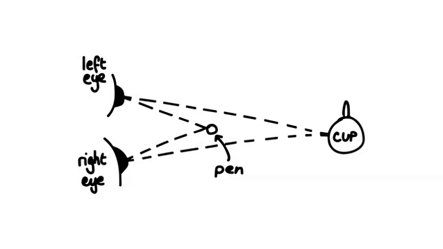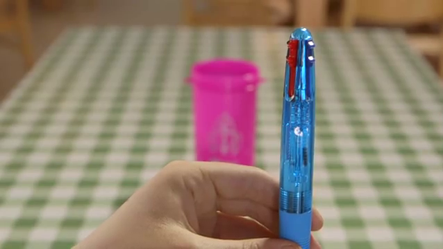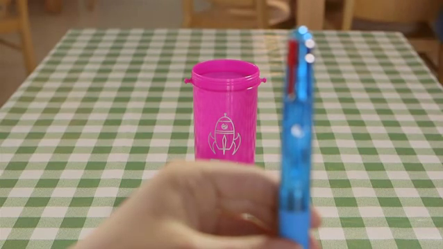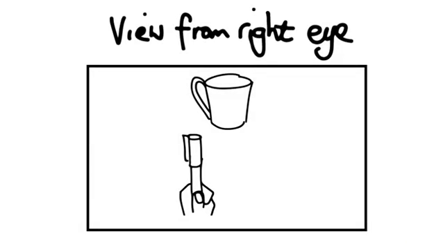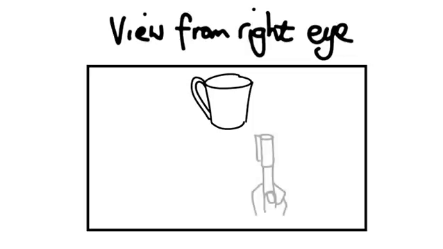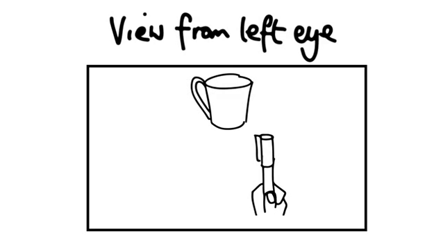You can do this easily yourself. Hold a pen near to you about 20 centimetres in front of your face and have a cup directly behind it on the table about 50 centimetres away from you. Close your left eye and look at the pen through your right eye. The pen moves to the left of the cup. Now close your right eye and look at the pen through your left eye. The pen moves to the right of the cup.